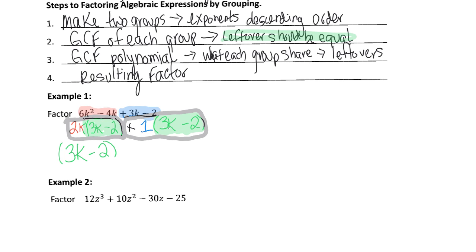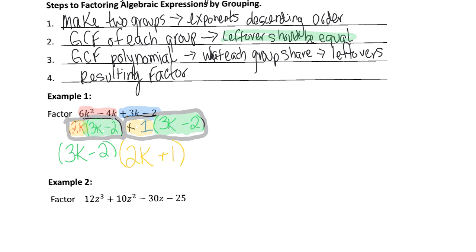And that means these leftover numbers here, this 2k and this plus 1, now make their own group. Okay? So now my other group is 2k + 1. And now that's the answer.